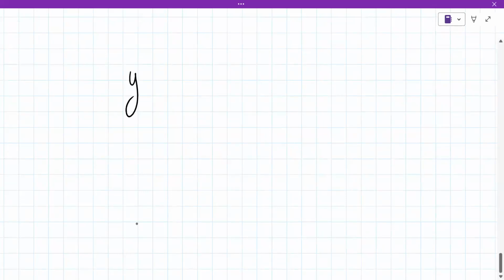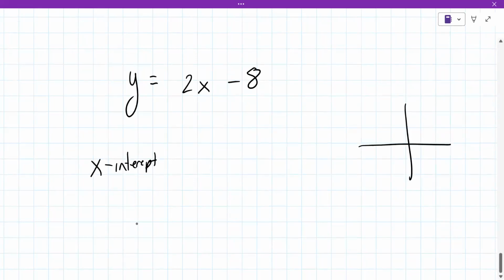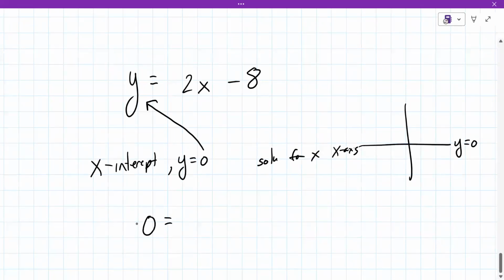Let's say you have something like this, y equals 2x minus 8. And we want to find what's called the x-intercept. The x-intercept is where it crosses the x-axis. And that's the line y equals 0. So it literally means put 0 in for y, and then solve for x. What would that be?